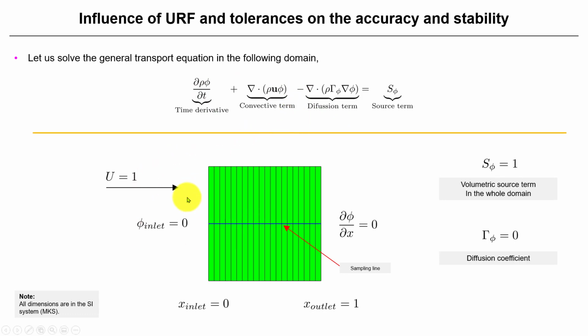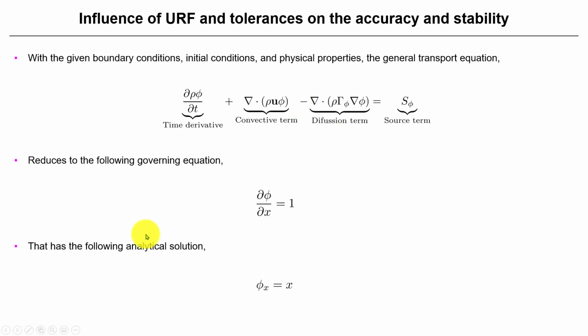Here we have the problem formulation and the boundary conditions. Here you have a uniform field, and the transported quantity phi at the end is 1. Here you have the Neumann boundary condition, dimensions, diffusion coefficient 0, and a source. With these boundary conditions, physical properties and initial conditions, this problem reduces to this governing equation, which has an analytical solution. This is the beauty of it: we can test our numerics on this simple problem where we know the solution.